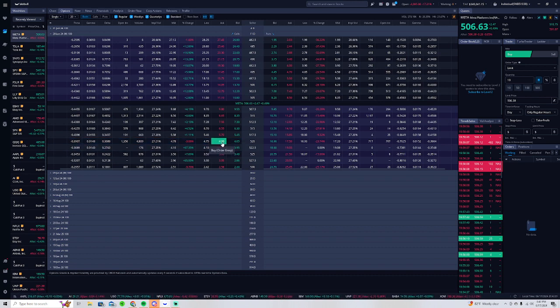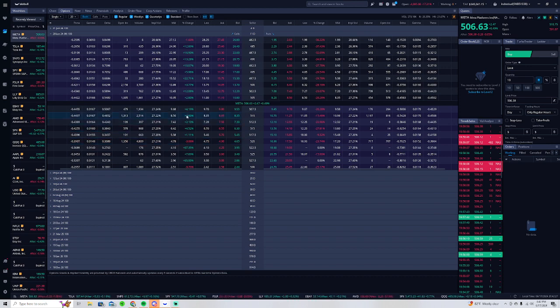It does look like... actually, you know what? I wouldn't go with the 520s because they were red on the day. So the 520s, the premium was red. That's something you want to make sure you look at, because the stock was green and the premium was red here. So that's maybe a bit too far out of the money.